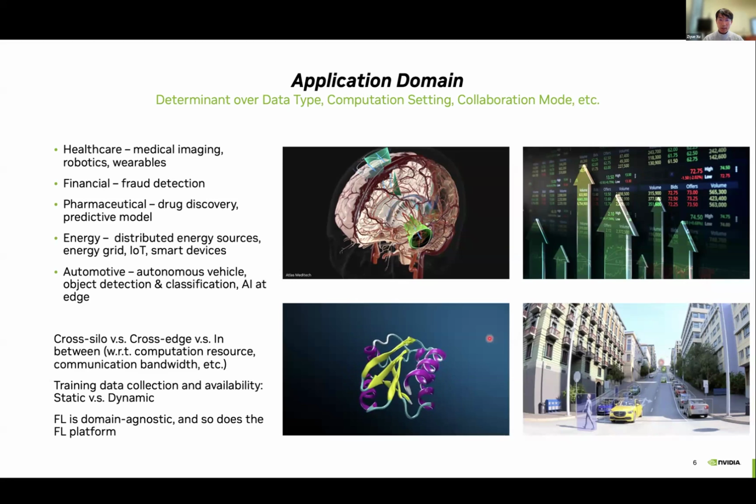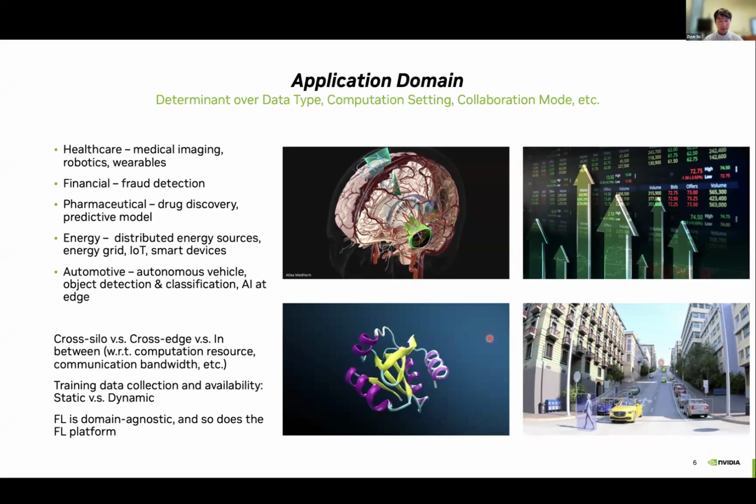Based on the application domain, we can have cross-silo or cross-device scenarios, and maybe something in between. The computation resources at each participant and the communication bandwidth limitations will all be taken into consideration for determining the best option for performing such a federated learning process.